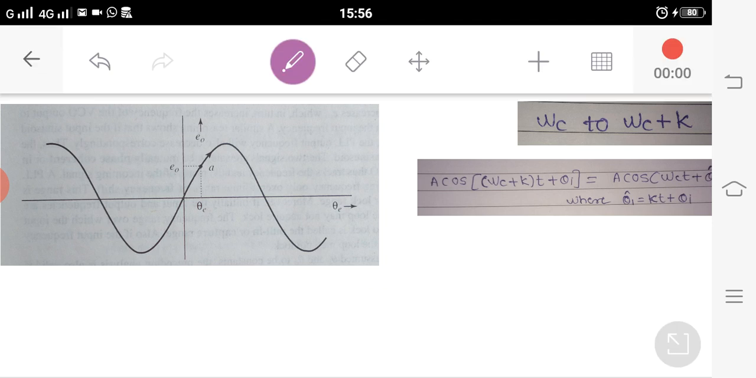Now it is clear that theta naught tends to follow the input angle theta I closely when the PLL tracks the input signal. The difference theta E, which is nothing but theta I minus theta naught, is either a constant or a small number which may be equal to 0.